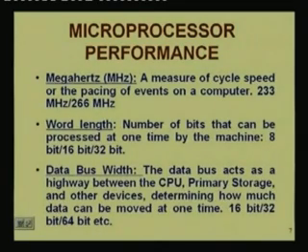Then word length, the number of bits that can be processed at one time by the machine. So, you can have 8 bit, 16 bit or even 32 bit word lengths, right. Data bus width: the data bus acts as a highway between the CPU, primary storage and other devices, determining how much data can be moved at one time, 16 bit, 32 bit, 64 bit, etc. Alright. So, the more data bus width you have, the more information can flow.